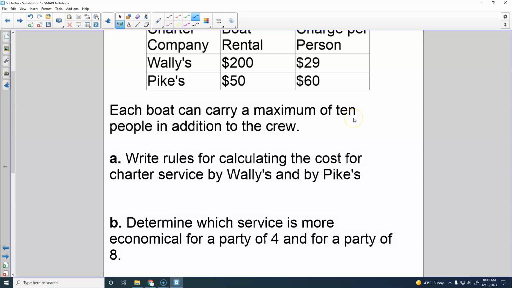Each boat can carry a maximum of 10 people in addition to the crew. Write rules for calculating the costs for charter service by Wally's and by Pikes. When it says rules, it means equations. So for Wally's, raise your hand if you can tell me what the equation would look like. All right, Marley? Perfect. 200 plus 29 times x, x being our number of people. Okay? And for Pikes, what do you think, Passion? Perfect. 50 plus 60x.